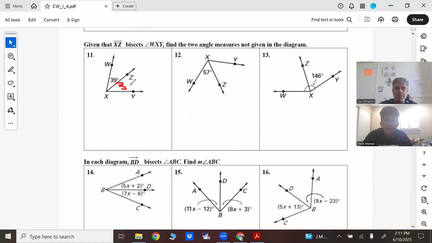So bisect means cut in half. So that's also 39. That's also 57. And if this whole thing's 146, then each of these are 73 degrees.